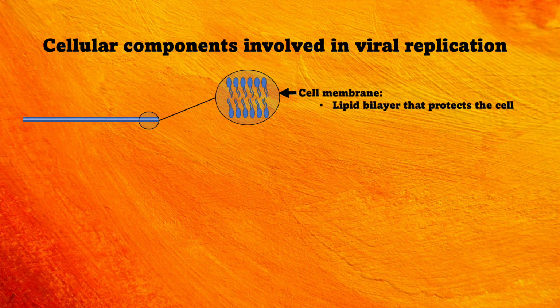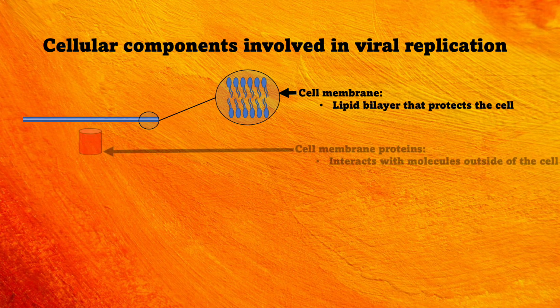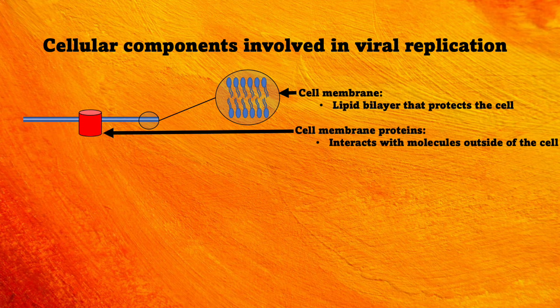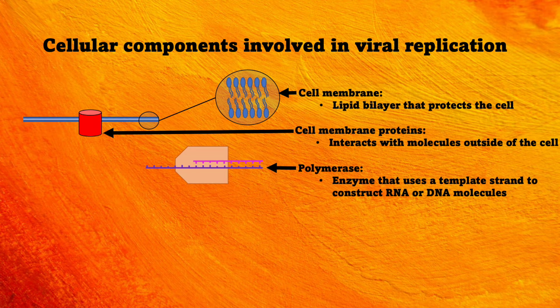First, we have the cell membrane. The cell membrane is a lipid bilayer that protects the cell from external molecules such as viruses. And within the membrane, we have embedded proteins, which can interact with molecules outside of the cell, such as viruses, which use these proteins to attach to the surface of the cell. Next, we have polymerase, which is an enzyme that uses a template strand to construct new RNA or DNA molecules, and the virus will use polymerase to replicate its own RNA.